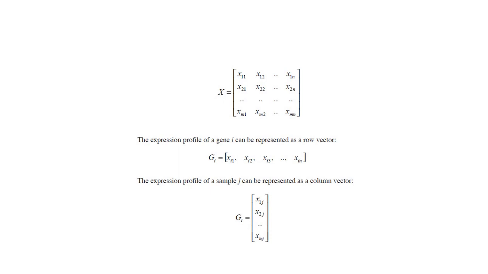That is denoted by the row vector. Now come to the expression profile of a sample. Sample j can be represented as a column vector. So here you can see X1j, X2j, up to Xmj, for columns like j1, j2, j3. Within the same column there is no change in the experimental condition, so it is shown by the column vector. This is known as the sample expression profile. Okay, so this is all about the gene expression profile.